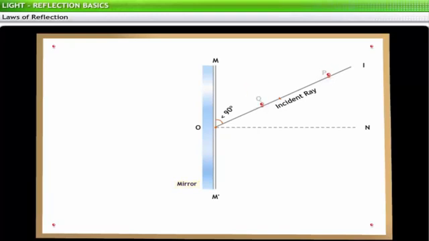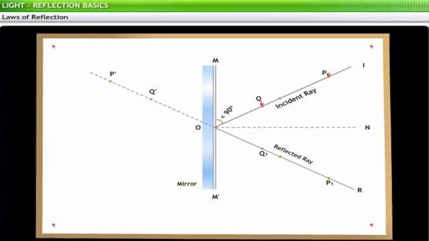Then fix two pins P and Q on the incident ray IO. P' and Q', which are the images of P and Q respectively, are observed from the other side of the normal. Two pins P1 and Q1 are fixed such that these two pins and P' and Q' are collinear. Remove the pins and draw a line OR passing through P1 and Q1 to represent the reflected ray.